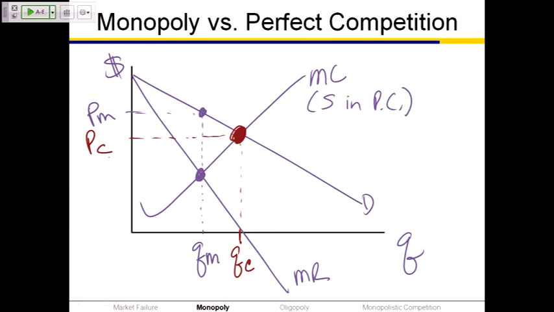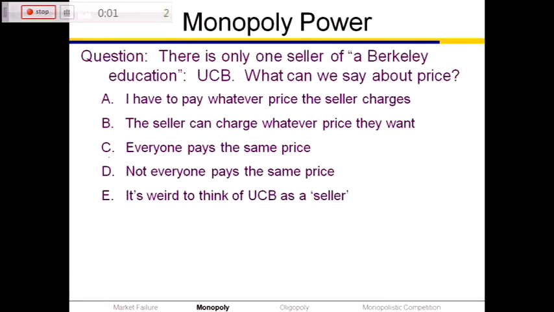Clicker question. Oops, my thing went off. There we go. There's only one seller of a Berkeley education, University of California at Berkeley. Go Bears. What can we say about price? A, I have to pay whatever price the seller charges. B, the seller can charge whatever price they want. C, everyone pays the same price. D, not everyone pays the same price. And E, it's kind of weird to think of UCB as a seller. A, B, C, D, or E.